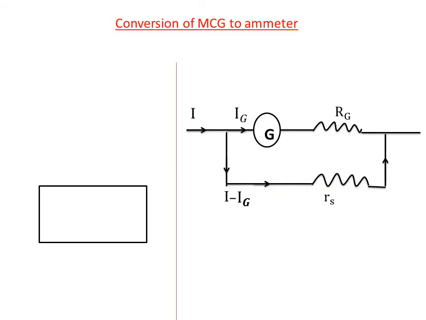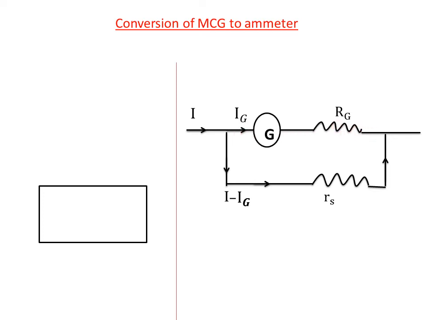We can convert a moving coil galvanometer into an ammeter or a voltmeter. Moving coil galvanometer can read only a small current. Here we are going to convert it into an ammeter to measure a large current. Here we have the galvanometer. Ig is the maximum current that can flow through the galvanometer, or the current that gives a full scale deflection to the galvanometer. The resistance Rg of the galvanometer is drawn outside here.